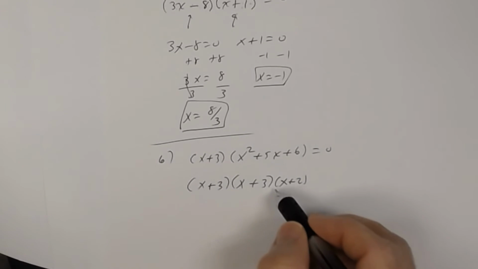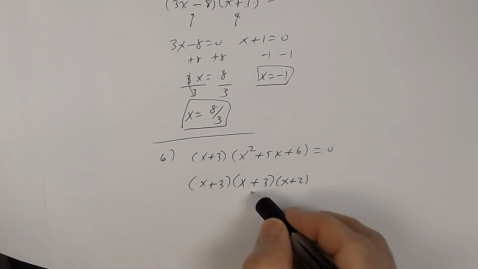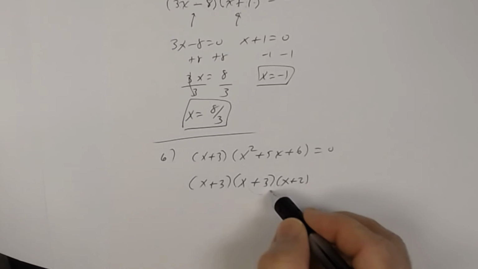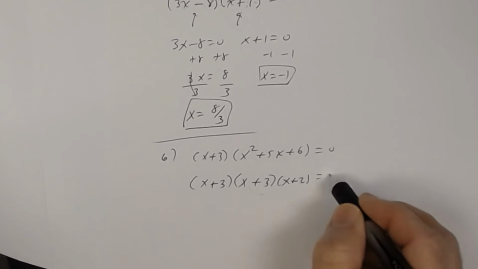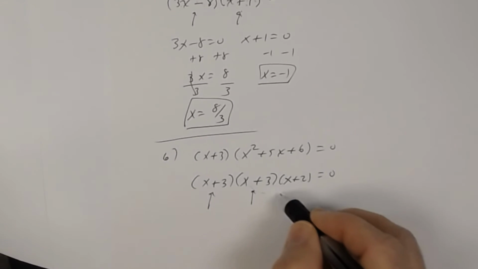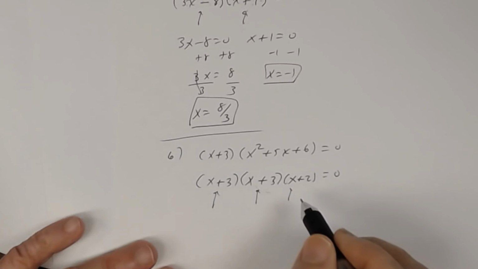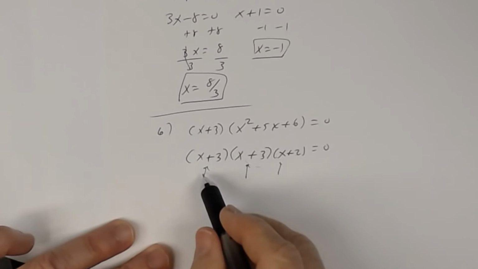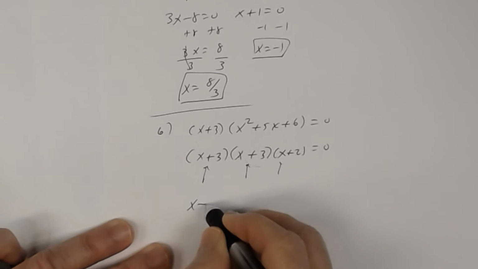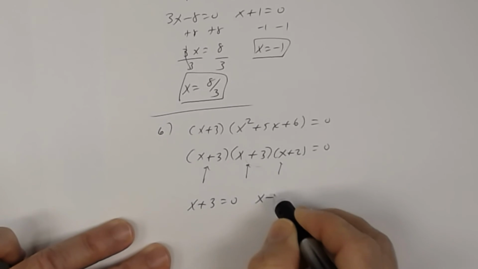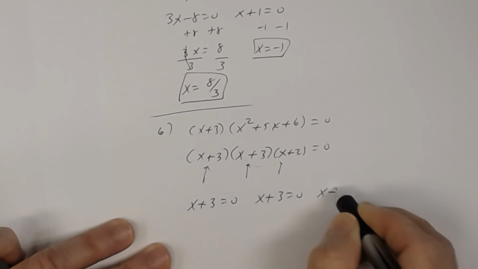X times x is x squared. 3 times 2 is 6. The outer is 2x. The inner is 3x. I get 5x equals 0. So now you have 3 factors whose product is 0. So according to the zero factor property, one of those has to be 0. So all you do is just set each one equal to 0, just like this.